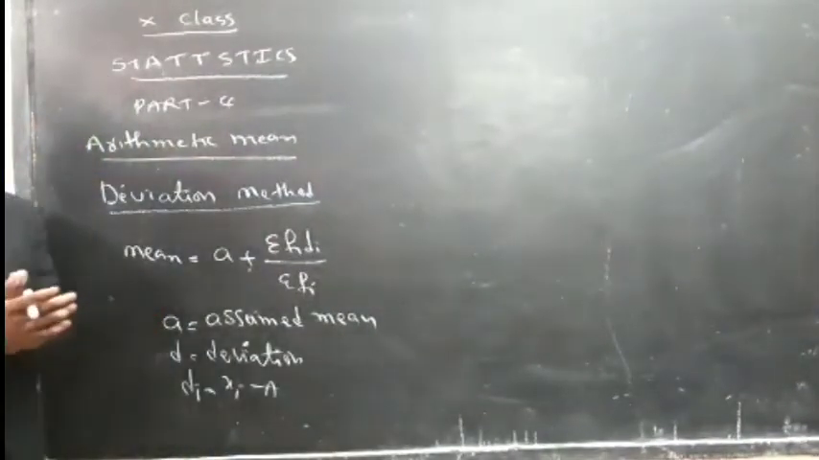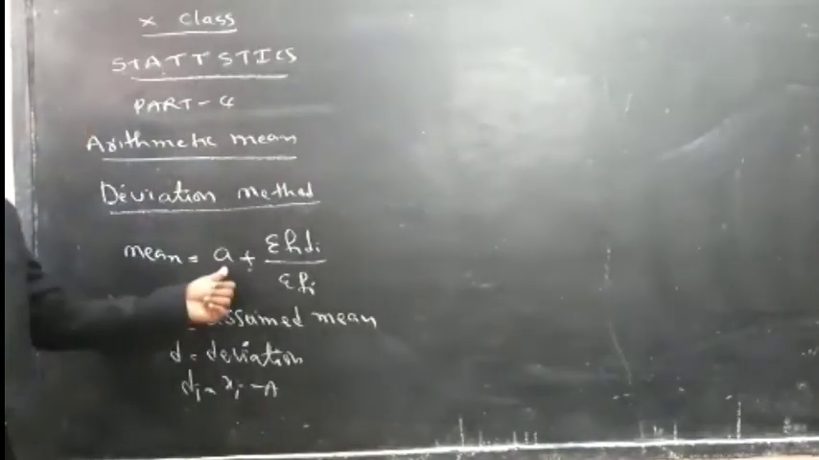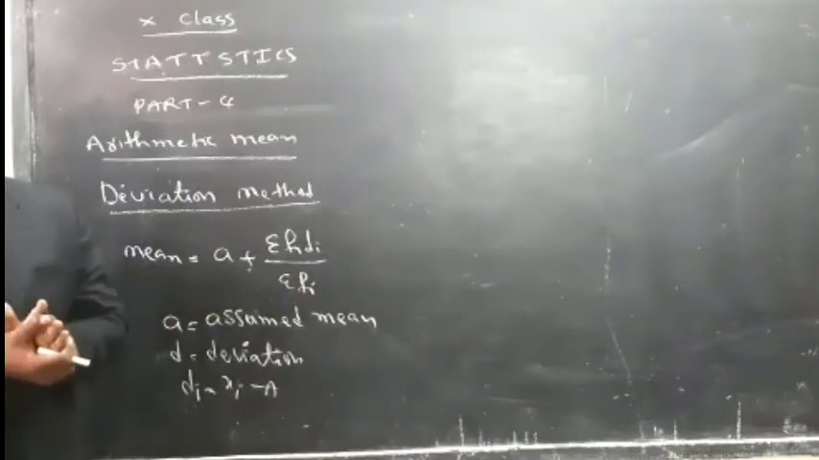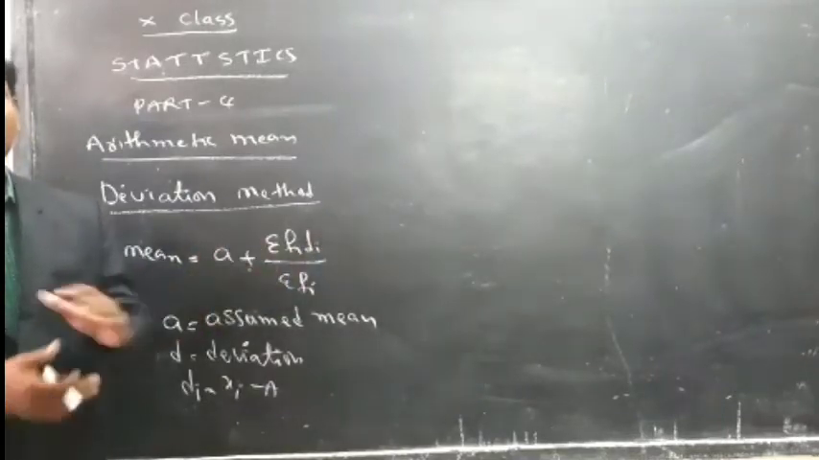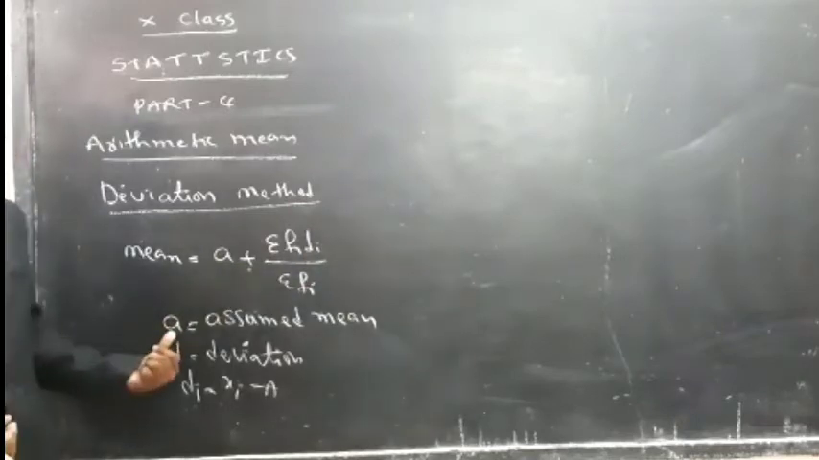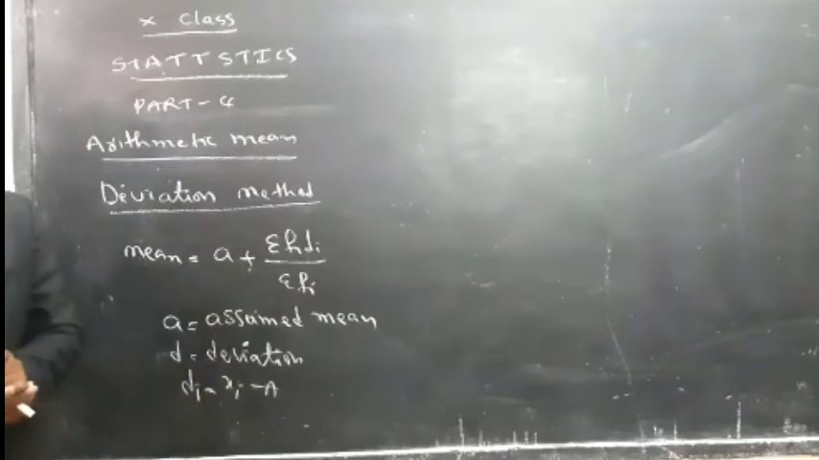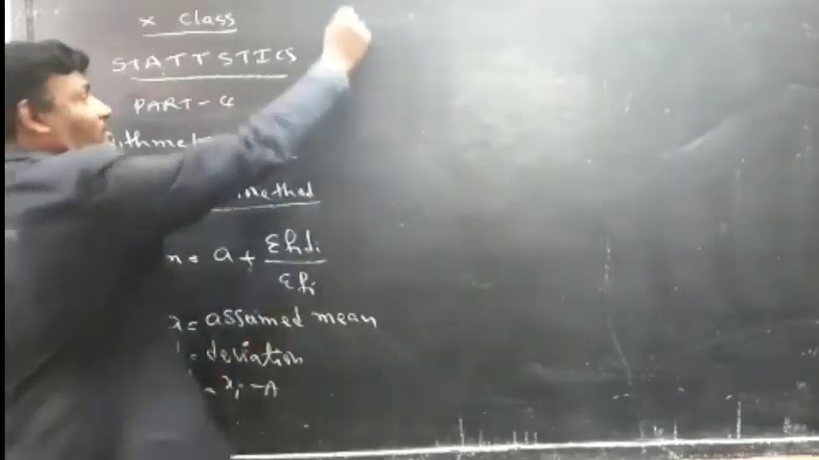Deviation method. What is the formula to find the mean by using the deviation method? The formula is A plus sigma fi di by sigma fi. What is the meaning of A? Assumed mean. And D is nothing but deviation. To find the D, we have to use the formula xi minus A.